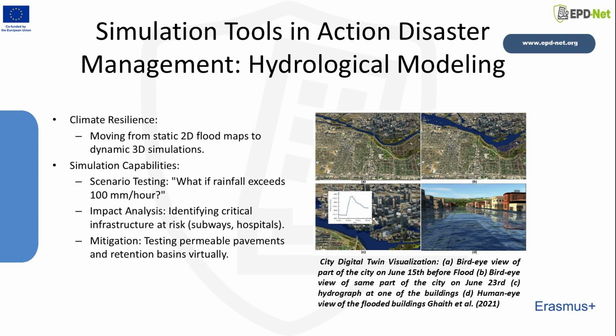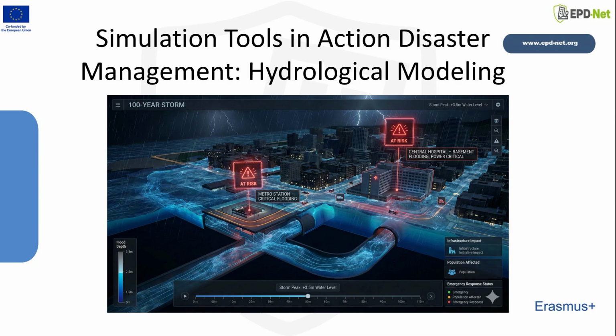Unlike static 2D flood maps, the digital twin lets us run dynamic scenarios. We can simulate a 100-year storm and see exactly which subway stations, hospitals, or basement apartments are at risk. More importantly, it allows for optioneering.